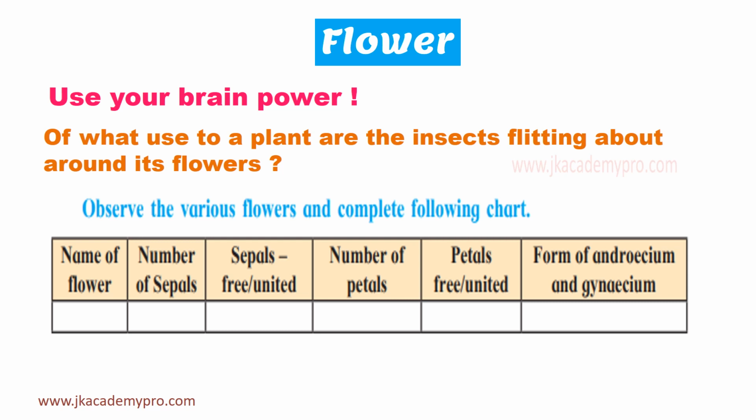Use your brain power and think about this question. Of what use to a plant are the insects flitting about around its flowers? Now observe many flowers around your vicinity and complete the following chart.